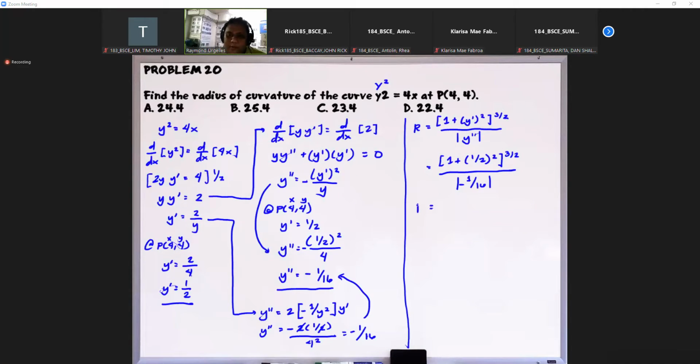Let's try to solve this. You have a calculator there, so try it too, so that you get used to the calculations. Divided by 1/16, you will get 22.4. So we have letter B.